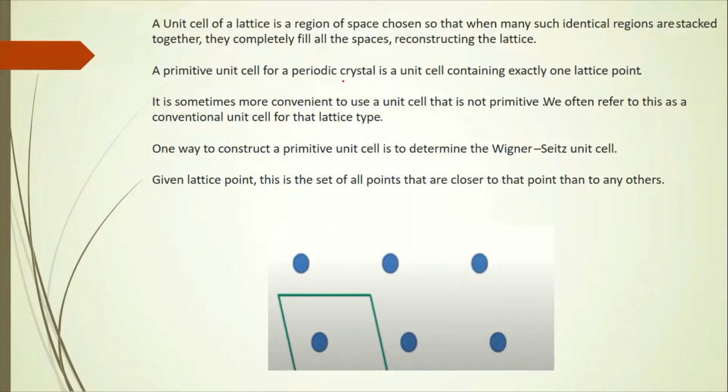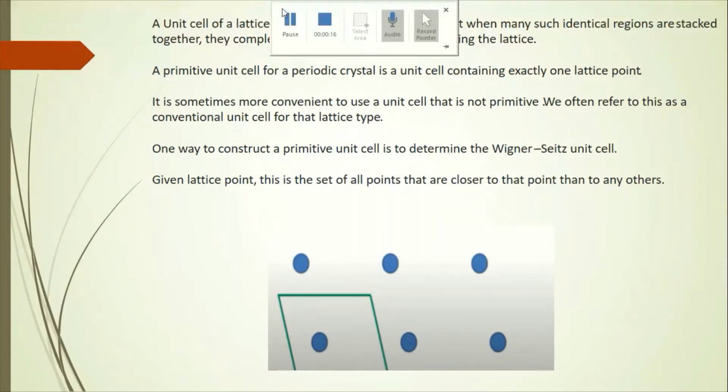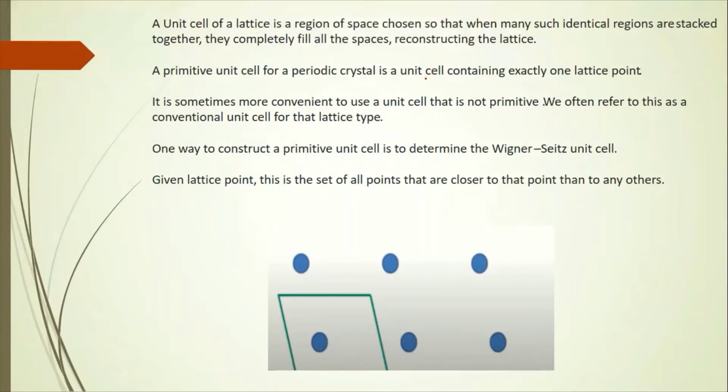So it is a very important slide, because it's a cell of the lattice. We can also call it a unit cell, because when covering the entire space, we can tile the entire space by reproducing this region. That's why we call it the unit cell.